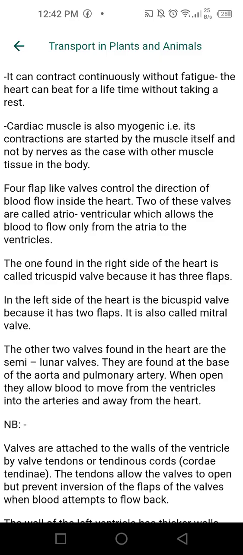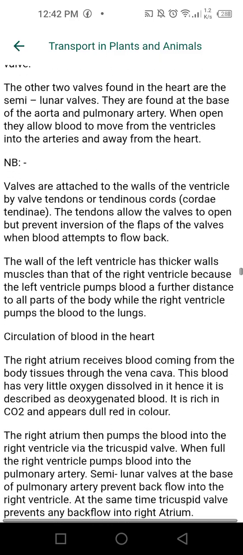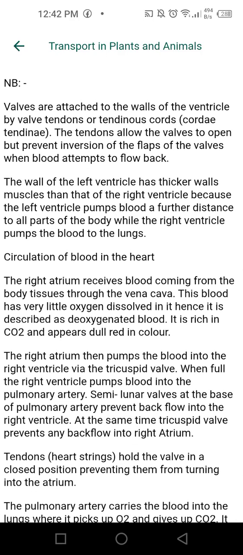The other two valves found in the heart are the semi-lunar valves. They are found at the base of the aorta and pulmonary artery. When open, they allow blood to move from the ventricles into the arteries and away from the heart. NB. Valves are attached to the walls of the ventricle by valve tendons or tendinous cords, chordae tendineae. The tendons allow the valves to open but prevent inversion of the flaps of the valves when blood attempts to flow back.